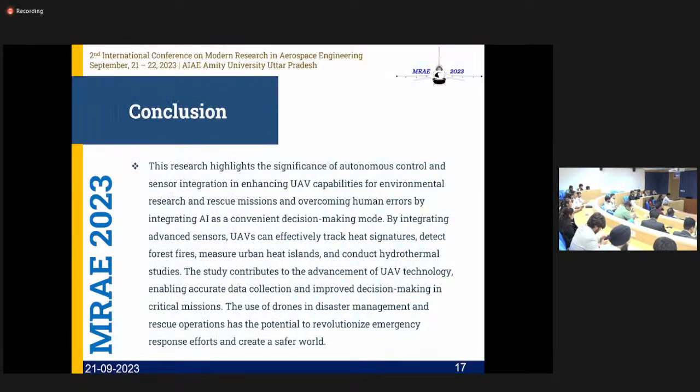So I would like to conclude by saying that UAV capabilities can be more and more enhanced with the help of autonomous control, where human errors and human limitations can be avoided. We can use autonomous control and sensor integrated UAVs in order to overcome these challenges, and we can use advanced sensors which can effectively track heat signatures and support environmental research, revolutionize emergency response efforts, and create a safer world. That's it from my side. Thank you, sir.